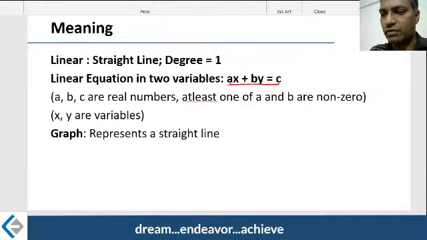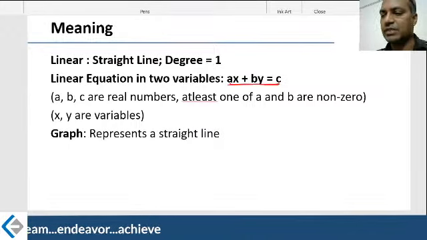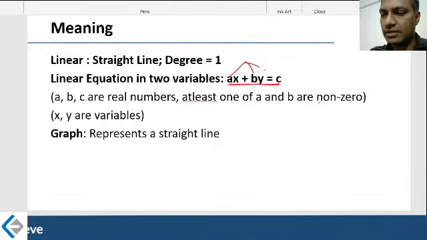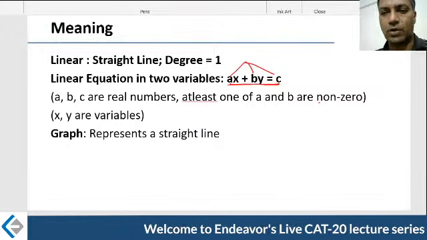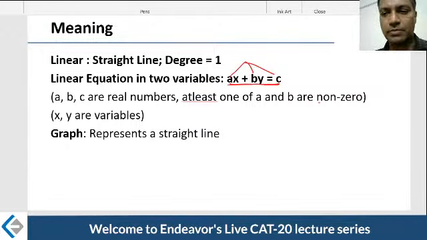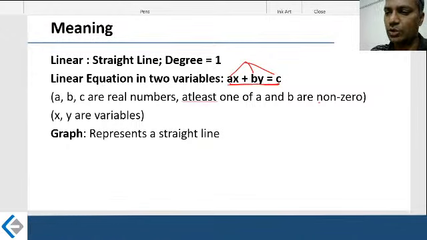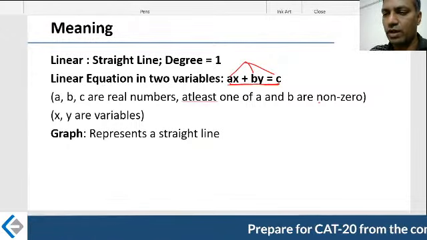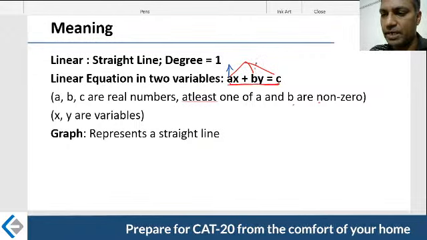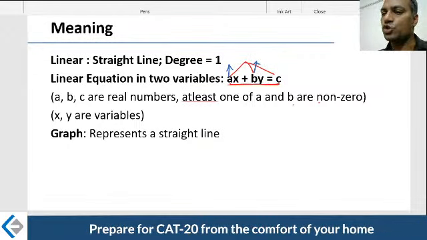Any equation of this particular form, where a, b, and c should be real. Of course, all of you would understand a little bit about the real and imaginary parts of numbers; I'm talking about the real numbers. a, b, c are real. At least one of a and b should be non-zero, because it shouldn't happen that both a and b are zero. At least one of them should be non-zero. Both should not be zero.